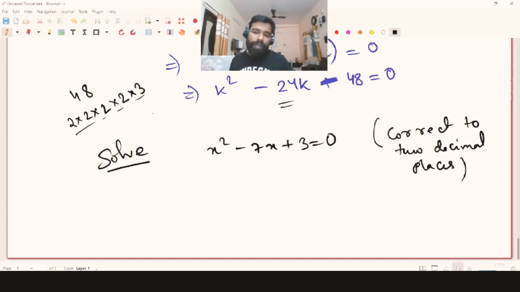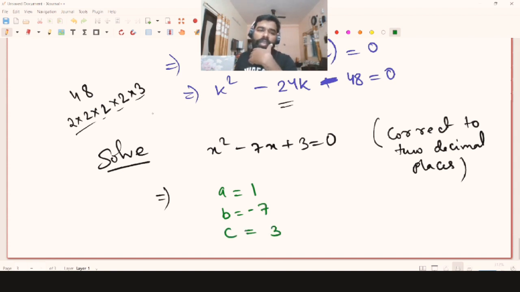Two decimal places. So what is this question? Just now I said that we have a quadratic formula, so we use that quadratic formula and we'll reach somewhere. So let me show what is A here. A is 1, and what is B here? B is minus 7.